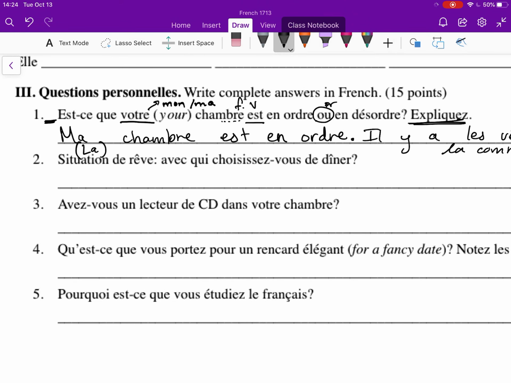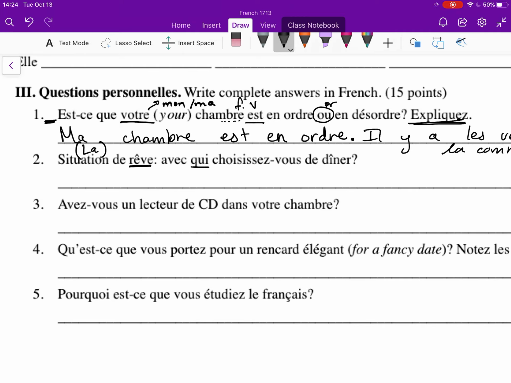Number 2, situation de rêve. Avec qui choisissez-vous de dîner? First part, remember that rêve comes from the verb rêver, to dream. So dream situation, ideal situation. Avec qui choisissez-vous de dîner? Do you have a question word? Yes, you do. The question word is qui, which means who. So we're asking for information here.